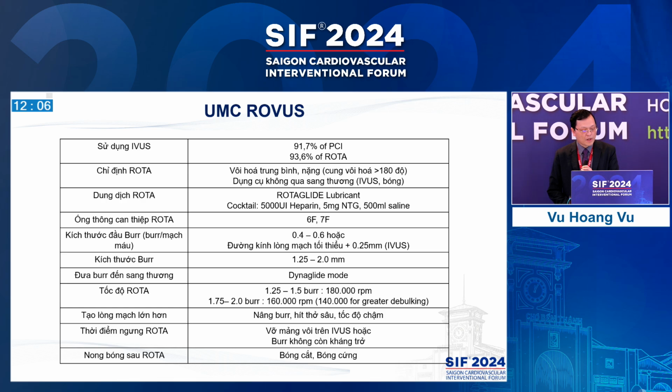This is our experience with rotablation. In 93% of cases, we use IVUS-guided rotablation, and we use the dynaglide mode to bring the burr to the lesion. We use only the 1.25 to 2.0 mm burr. For the small burr, we use a speed of about 180,000 to 200,000 RPM. For the bigger burr, about 160,000 RPM.